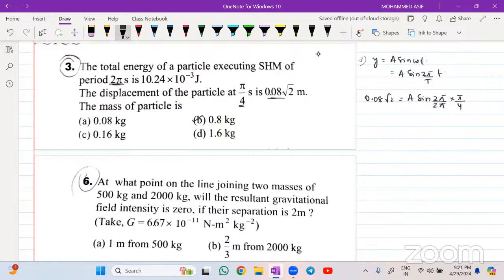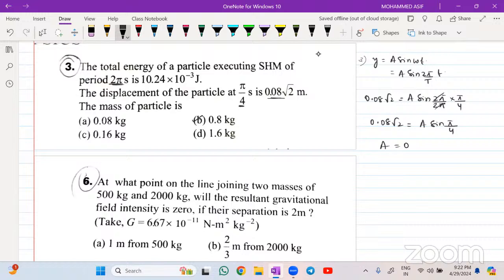From this, take out the amplitude and see what comes. The 2 pi will get cancelled. So 0.08 root 2 is equal to A into sine of pi by 4. Done. So what will be the value of A? 180 divided by 4 is 45, sine is 1 by root 2, and root 2 becomes 2. So it will be 0.8.